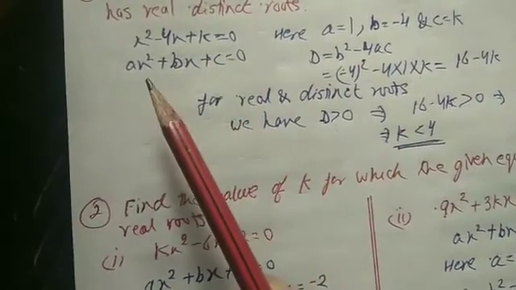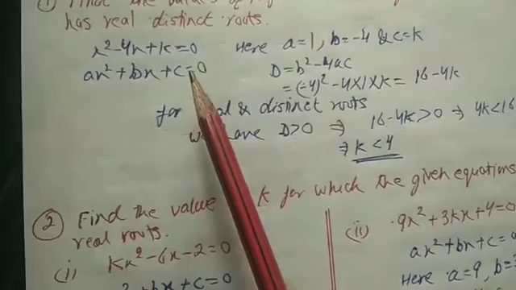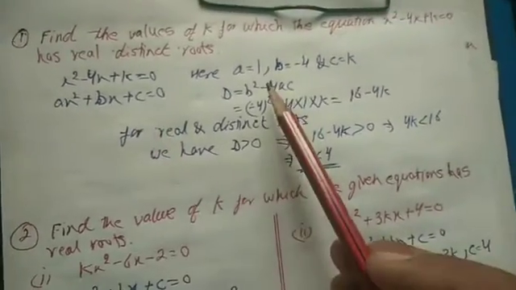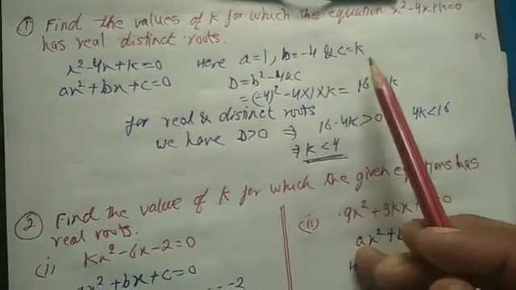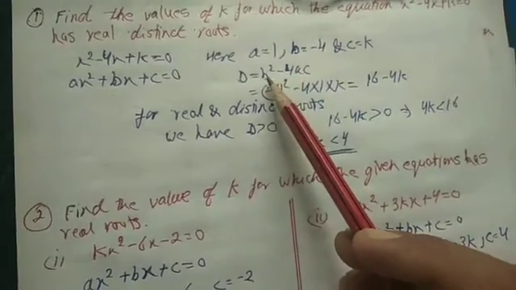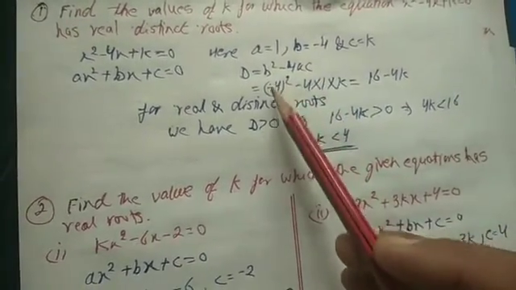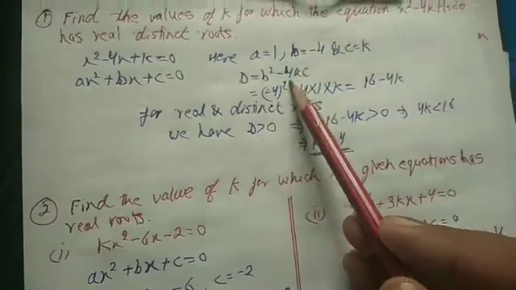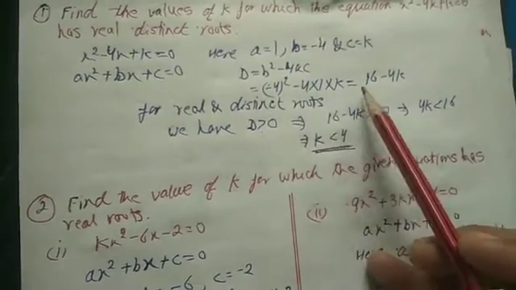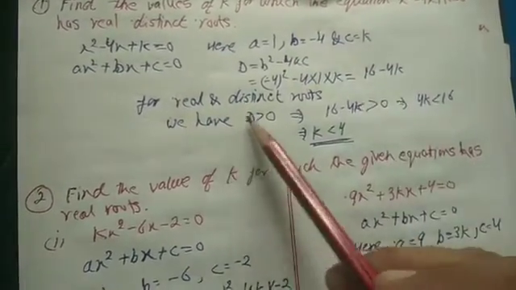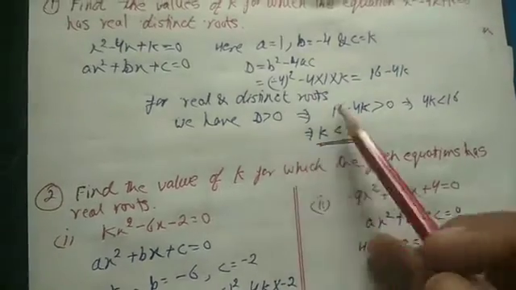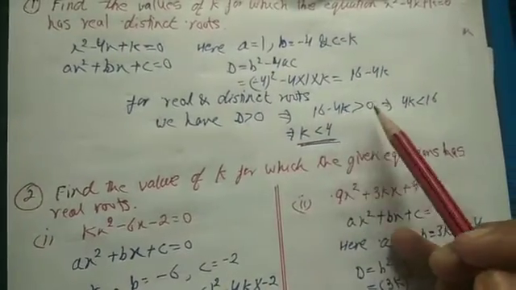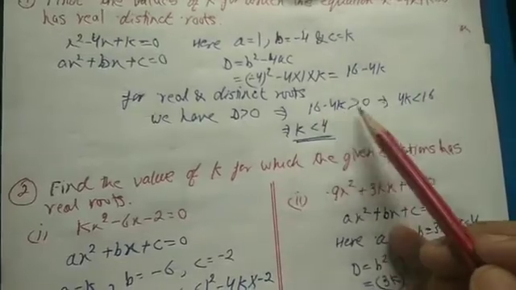So the standard form is ax square plus bx plus c is equal to 0. On comparing here, we have a is equal to 1, b is equal to minus 4 and c is equal to k. As we know, D is equal to b square minus 4ac, so putting the values, we get 16 minus 4k. The condition is D is greater than 0, so 16 minus 4k is greater than 0.